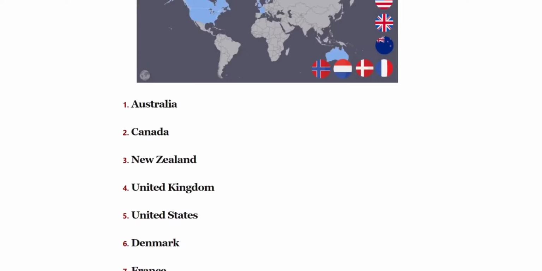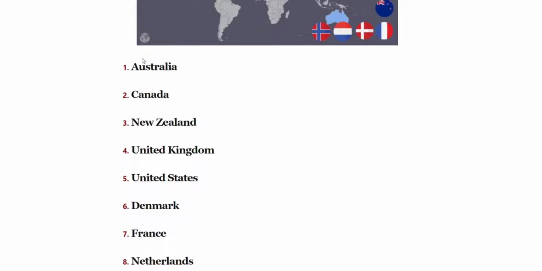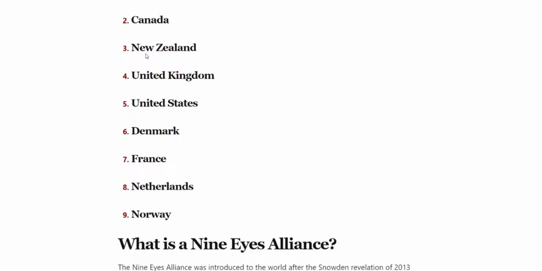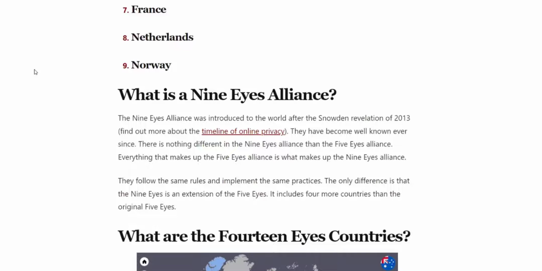out more. So 9 eyes is another alliance. 9 eyes includes the 5 eyes plus 4 other countries, as the name suggests. So Australia, Canada, New Zealand, UK, United States. We also added Denmark, France, Netherlands, and Norway. So the 9 eyes alliance was introduced to the world after the Snowden revelation of 2013. They have become well known ever since.